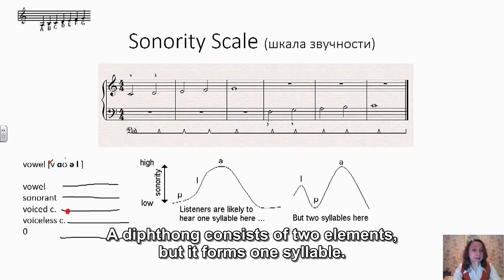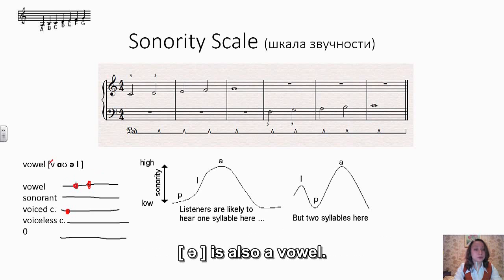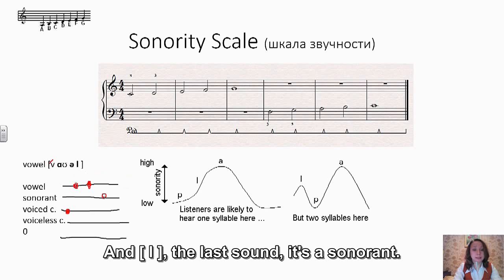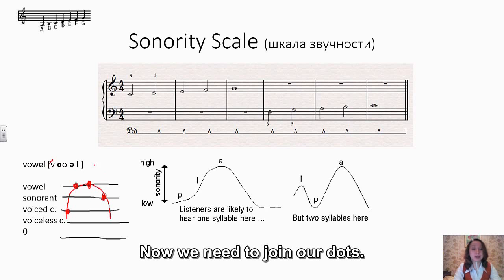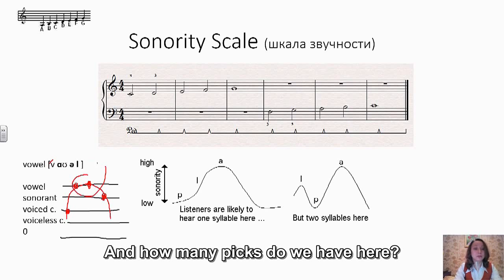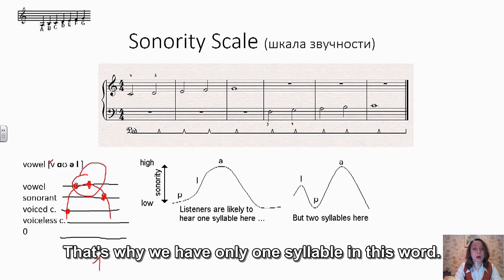Then ow. Ow is a diphthong. A diphthong consists of two elements, but it forms one syllable. It is a vowel, so we go here. Then comes e. E is also a vowel, right here, and l, the last sound, is a sonorant. Now we need to join our dots. So, how many peaks do we have here? Only one peak. That's why we have got only one syllable in this word.